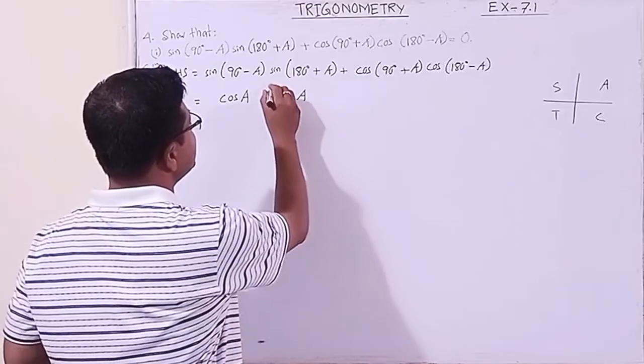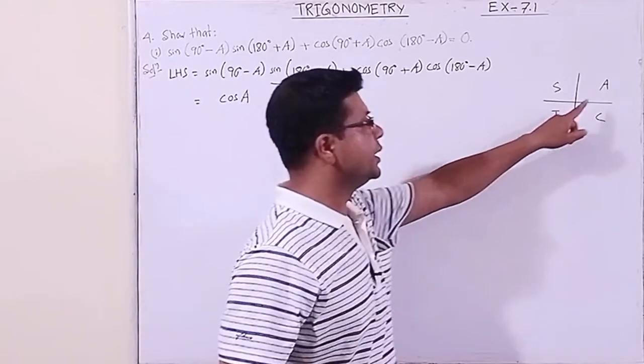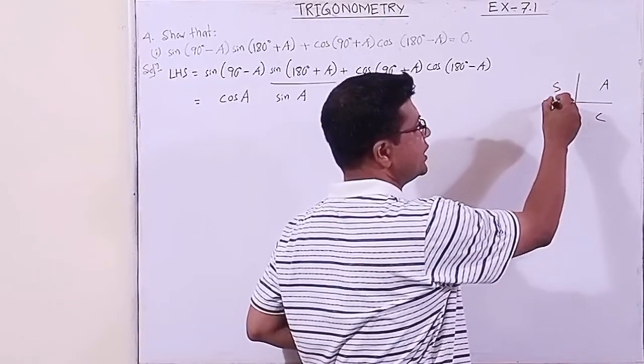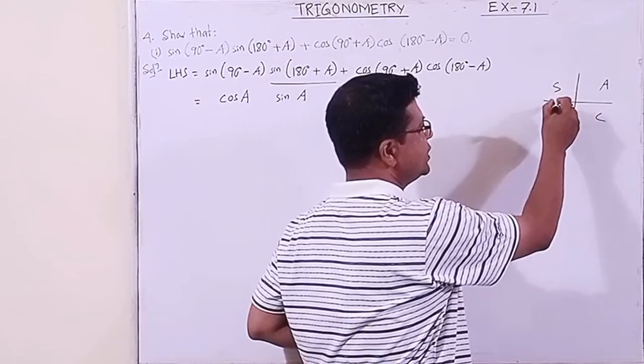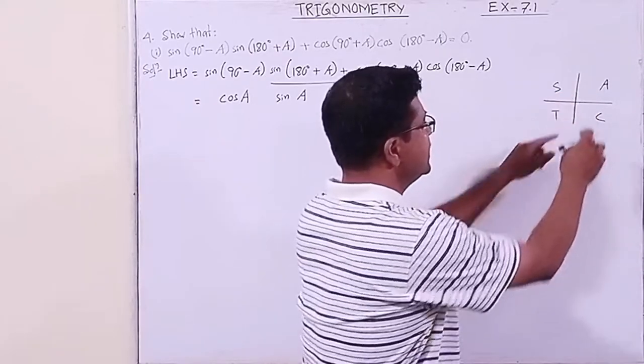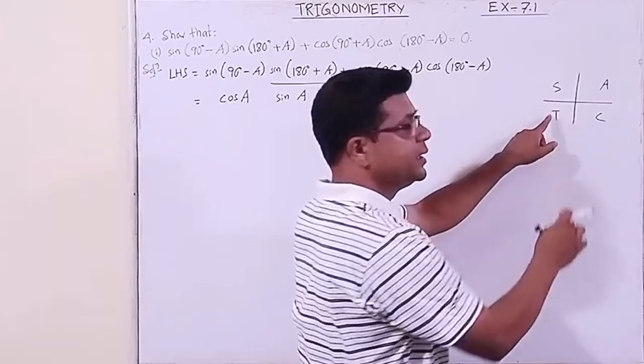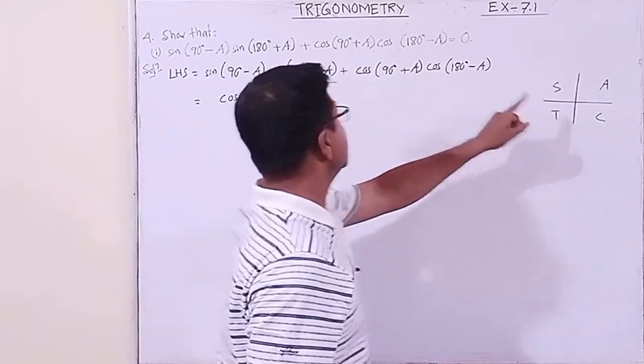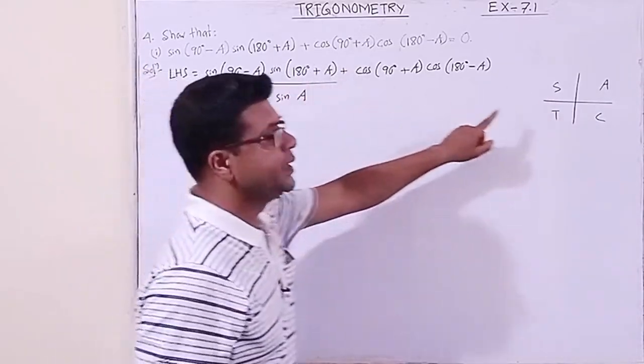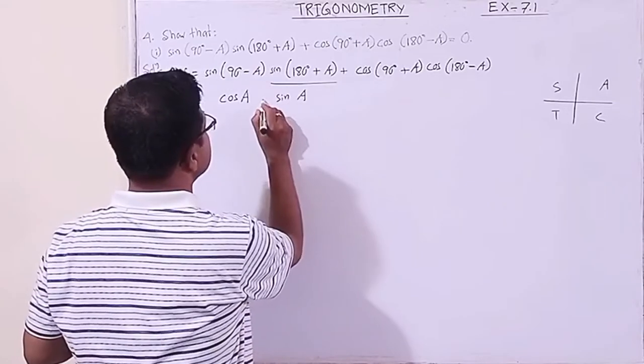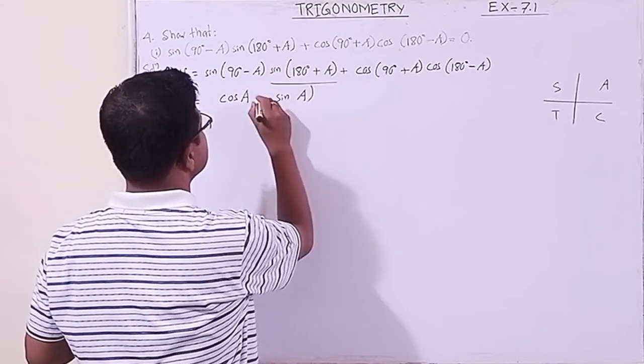Now this sin of 180 plus A lies in which quadrant? This is 180. Up to this it is 180. 180 plus A, that means it is in the third quadrant. In the third quadrant, sin is negative. Okay, so this is minus sin A.